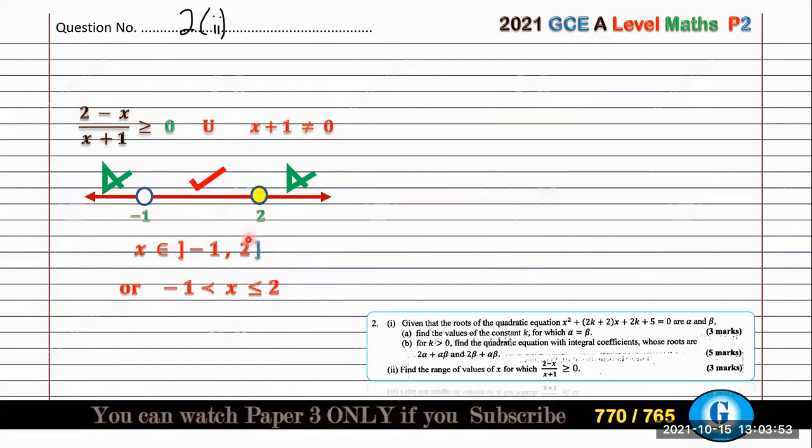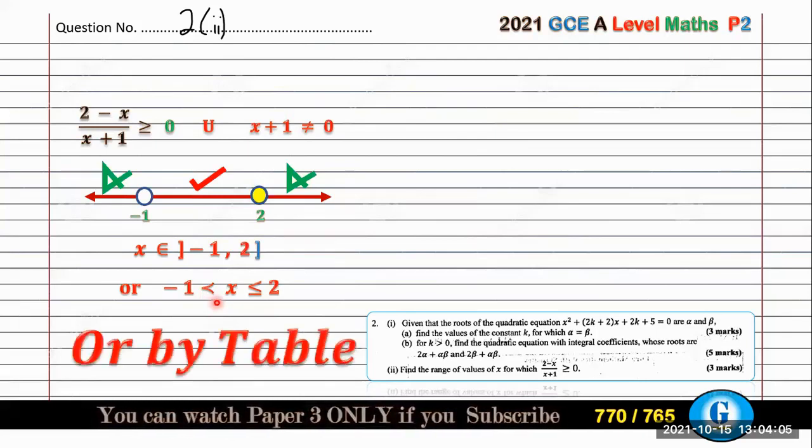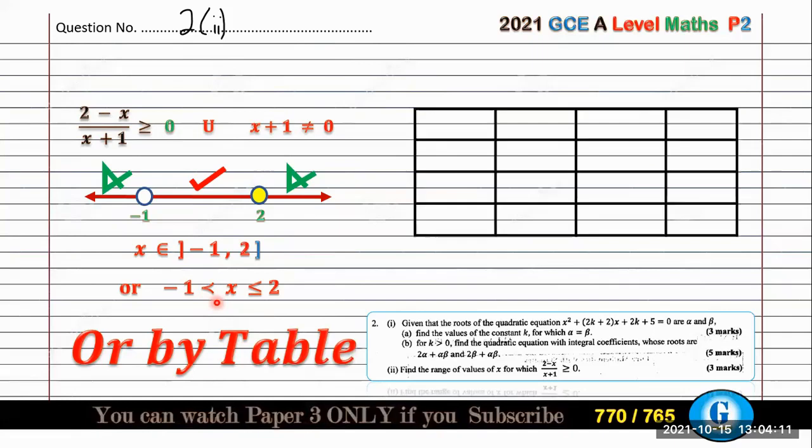Use this square bracket. Okay? So you can write in interval notation like this or with this other form. Now, let's look at the other approach. We can use the table as well, right? So by table, we can use the table approach. By table is just the same thing, okay? You can use any of them.